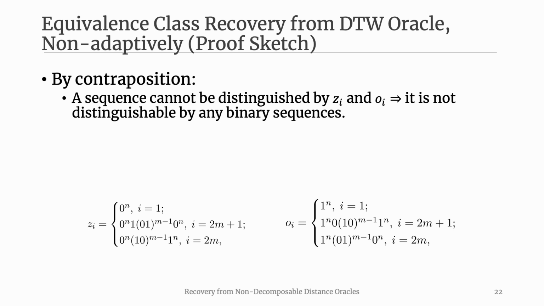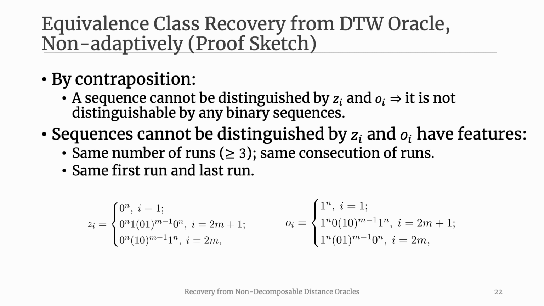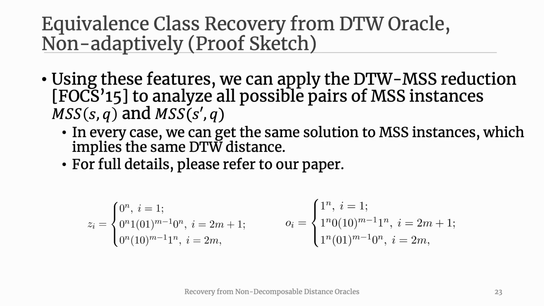We prove that if two sequences cannot be distinguished by the query set, then they are not distinguishable by any binary queries. We can characterize the properties of the sequences which are not distinguishable by this query set. For example, they should have the same number of rounds and have the same first round and last round. With these features, we can do DTW MSS reduction and apply a case analysis.